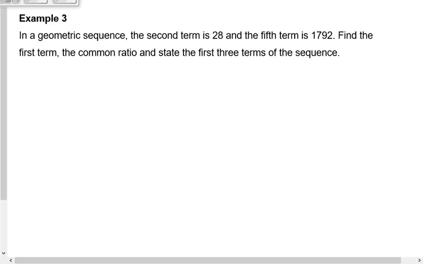The last example: in a geometric sequence, if the second term is 28 and the 5th term is 1,792, we want to find the first term, common ratio, and then state the first 3 terms of the sequence. So for this one, we're going to need to do a little bit of fill in the blank to try and solve this. So let's go with what we're given. We know that the second term is 28, so we don't know what the first term is. But we know the second term is 28, and the 5th term is 1,792.